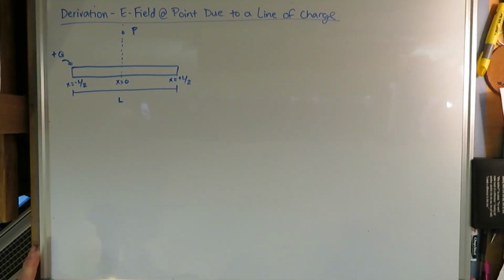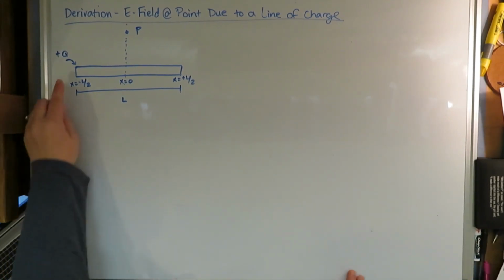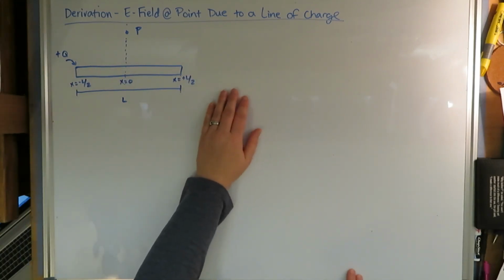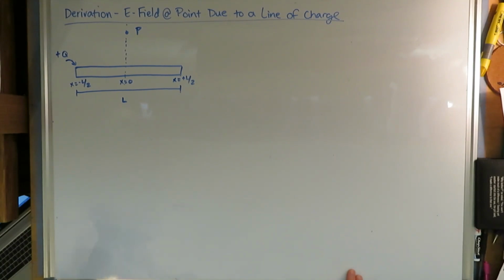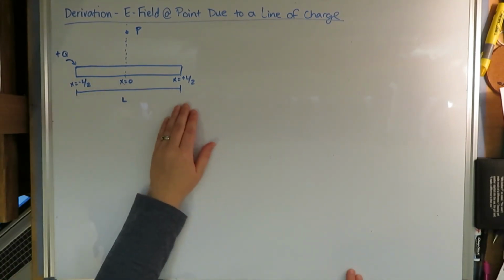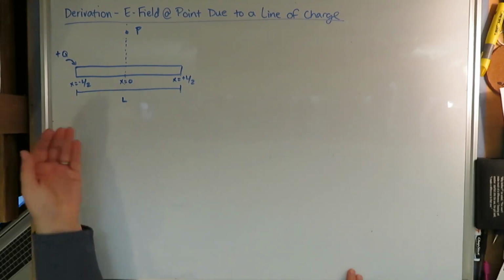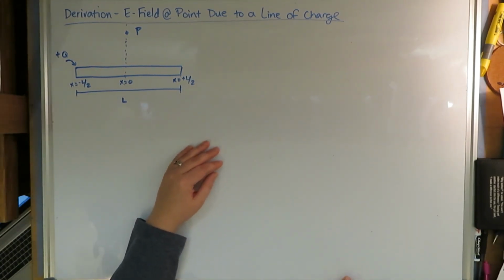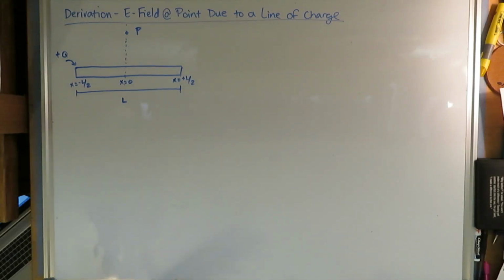So we are going to assume, for our purposes here, that our line of charge is positive Q. This process would be similar if this was negatively charged, except that instead of having the electric field point away from a positive charge, if our charged rod was negative, the electric field would point towards it, but the process would be exactly the same.